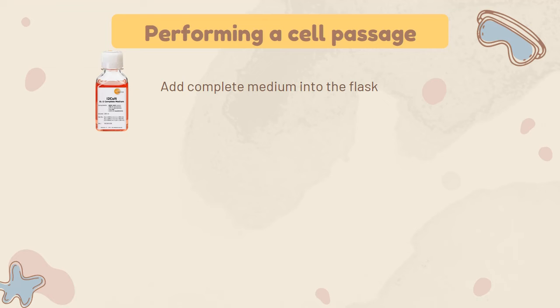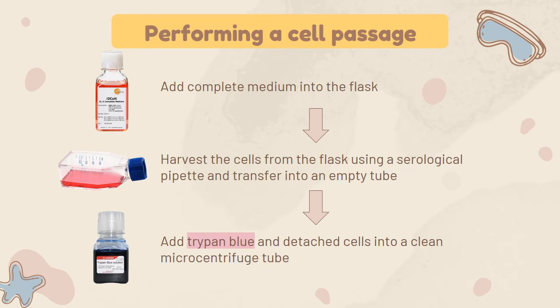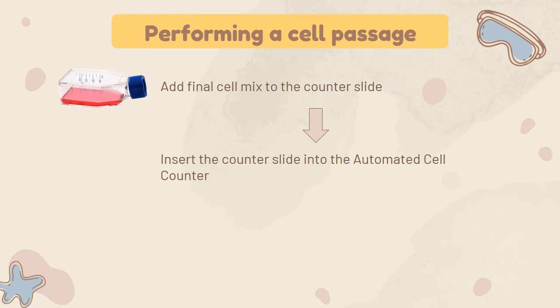Next is to add the complete medium into the flask. This is done to inhibit the activity of trypsin, since complete medium contains serum proteins, calcium, and magnesium. Harvest the cells from the flask using a serological pipette and transfer into an empty tube. And finally, add trypan blue and detached cells into a clean microcentrifuge tube to complete the final cell mix. Then add the final cell mix to the counter slide. Then insert the counter slide into the automated cell counter.